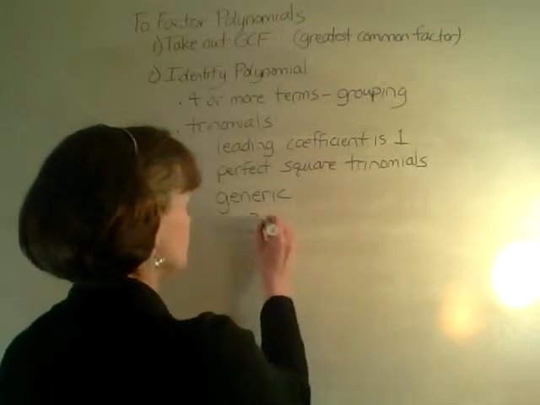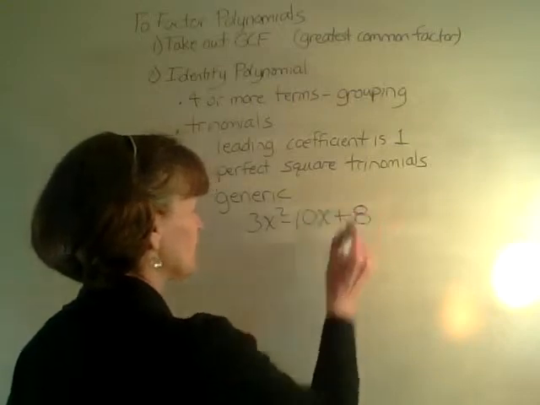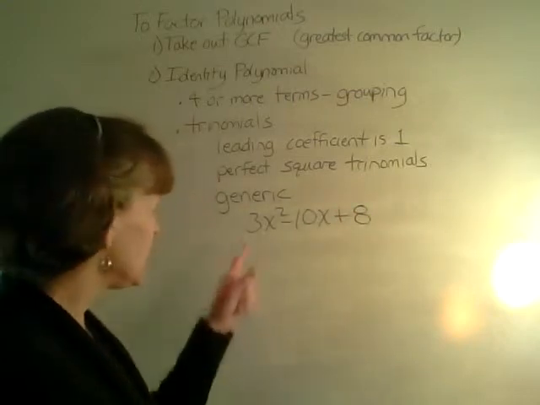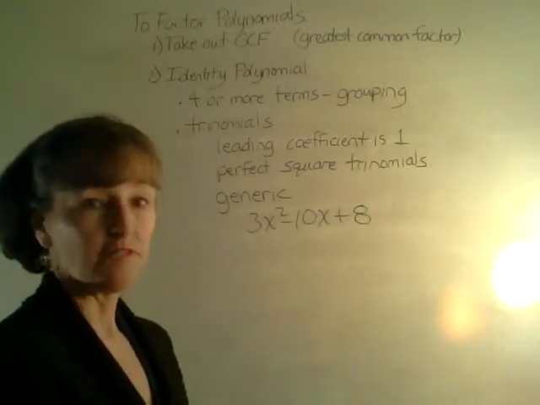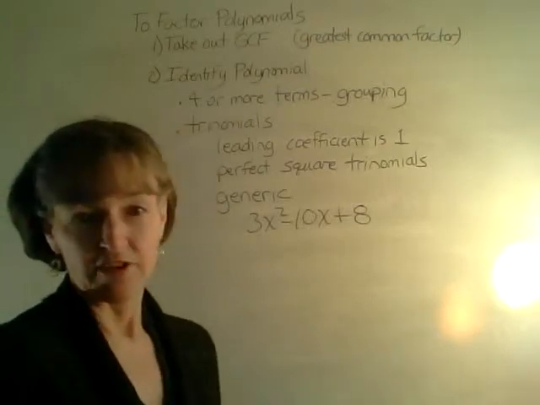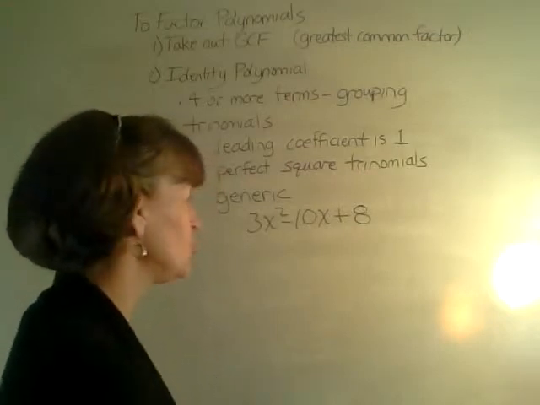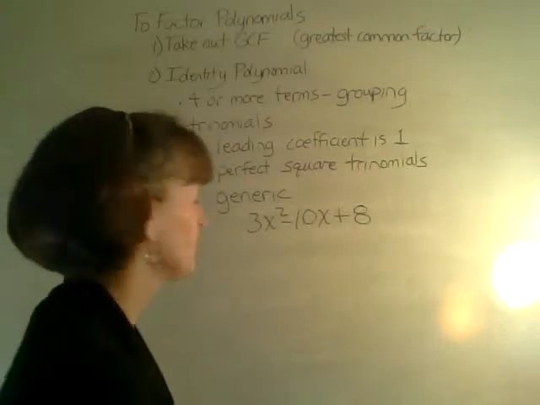Here's an example. 3x squared minus 10x plus 8. The leading coefficient is not 1. It is not a perfect square trinomial. But we need to know how to factor it. Now, there are different methods for factoring. I'm going to show you one that I particularly like.